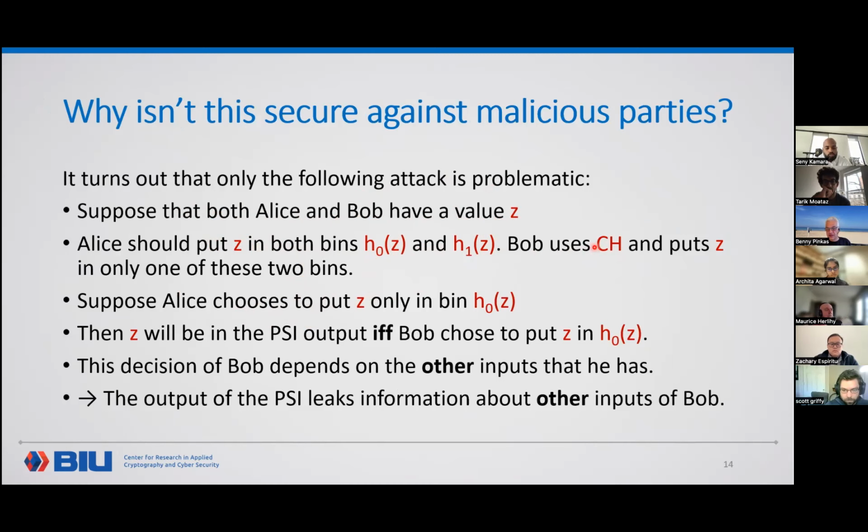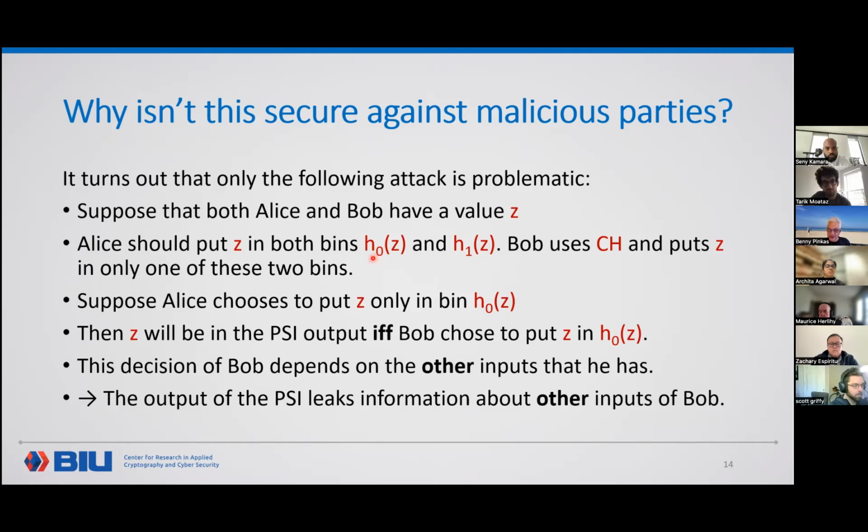So if Bob also decided to put z in h0 of z, then z is going to be in the intersection. If Bob decided to put z in h1 of z, then z is not going to be in the intersection. Now, Bob has this freedom of putting z either here or there, but this decision is constrained by the other inputs that Bob has. So we can show that there are choices of inputs of Bob that will force him to put z in this location, not in the other one, and vice versa. And this is for any two functions. You can find inputs that have this property.